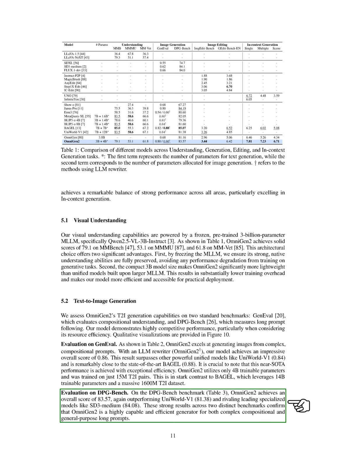On the DPG bench, OmniGen2 scores 83.57, outperforming Uniworld v1 and competing closely with specialized models. These results confirm that OmniGen2 is a capable generator for both complex and general prompts.